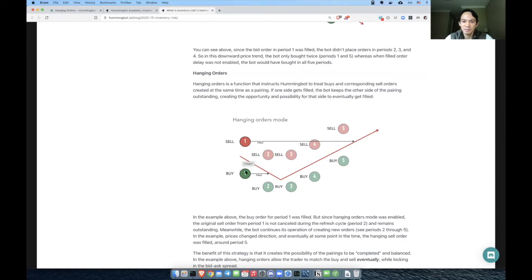Because in the other case, if we didn't enable this, you can see that orders 2, 3, 4, and 5, none of them were actually filled because you're constantly adjusting them based on markets. So had this feature not been enabled, you'd only have traded the buy. And you'd never have had any of these orders filled. But since we left that one order outstanding, you're able to lock in that gain at some point in time.